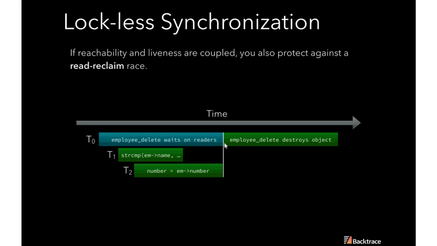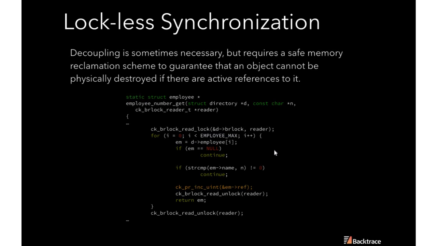They're out of their read side critical sections, at which point readers cannot acquire a read side critical section until the write lock is released. And at this point, it's free to delete that object. So this is a very typical pattern in concurrent data structures. Another pattern for these data structures is reference counting. So there are cases where you may actually have to decouple reachability and liveness of the object.